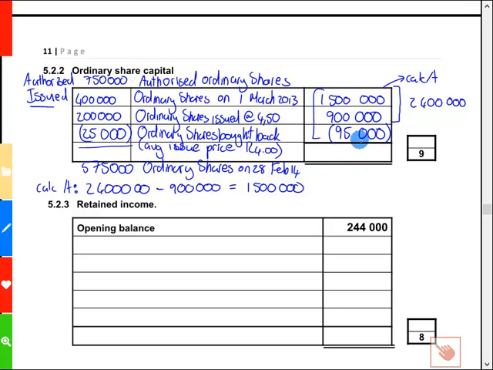And if we total this, we'll get 2,305,123. Remember, you can see here that the buyback actually decreased the share capital.